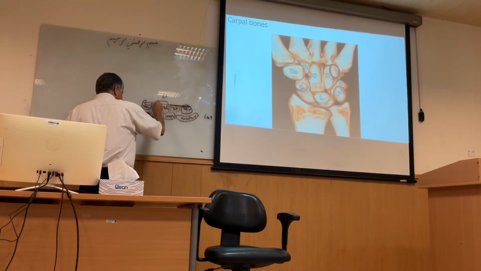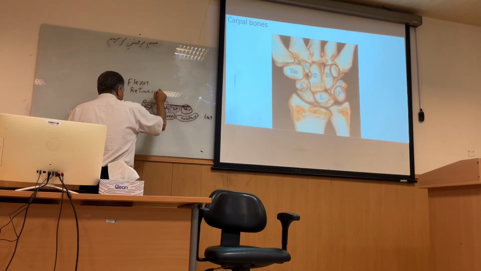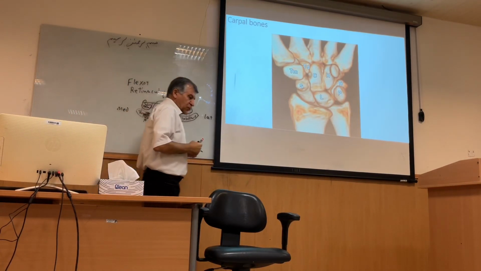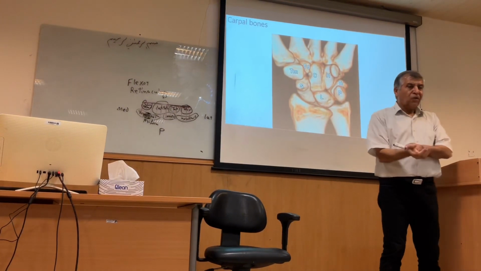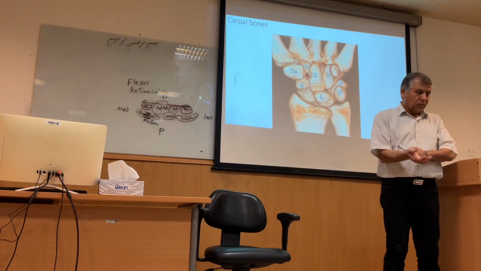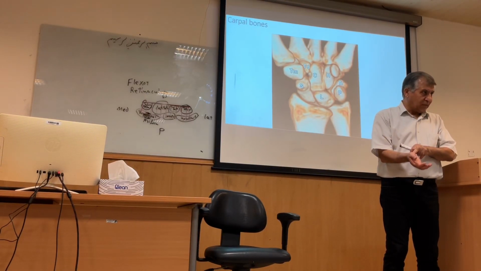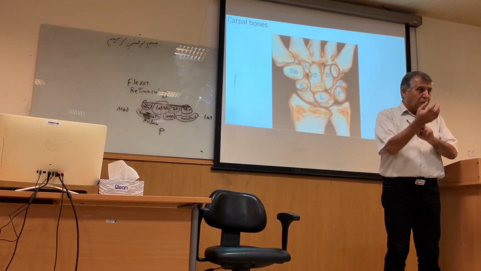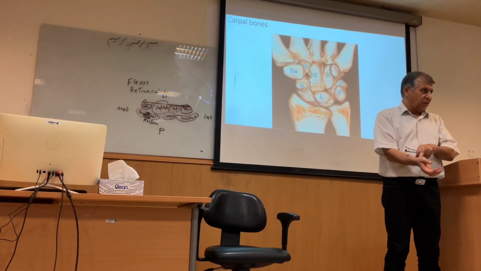This structure is called flexor retinaculum. Flexor retinaculum is a part of the deep fascia attached to some of the carpal bones to keep the flexor tendons in location. Okay?